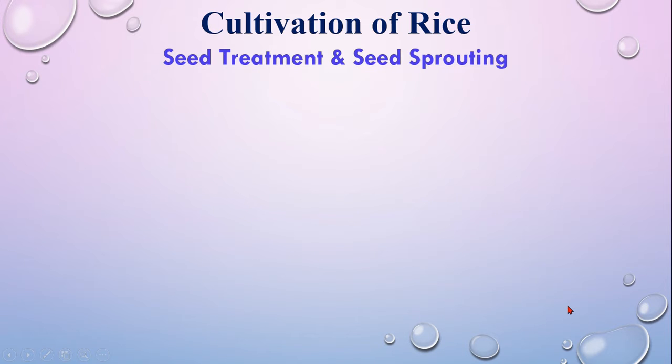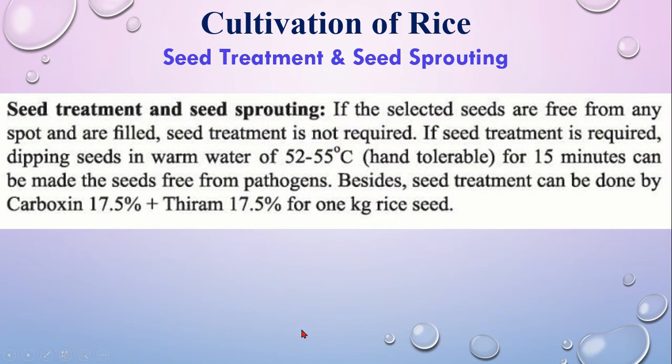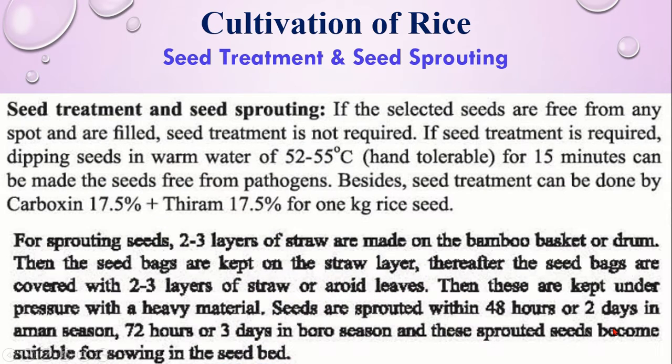Next point is seed treatment and seed sprouting. This is very, very important. First one is seed treatment. For seed treatment, we have to use carboxyl 70.5%, mixed at 3 grams for 1 kg of rice seed, because we know we preserve seed from one season and use it in the next season. That is why before we use this one, we have to treat the seed.